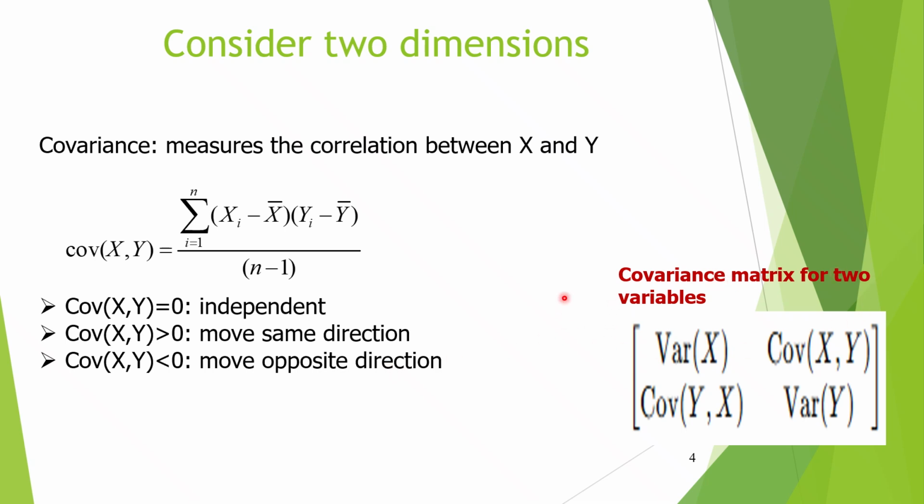The covariance matrix for two variables is covariance of xx, which we can write as variance of x, then covariance xy, covariance yx, and variance of y, because covariance of y comma y is the same as the variance of y. Covariance xy is the same as covariance yx, as it is symmetric in nature.